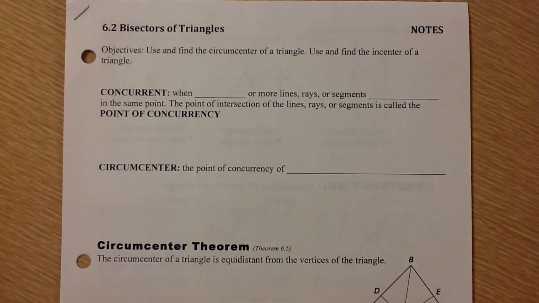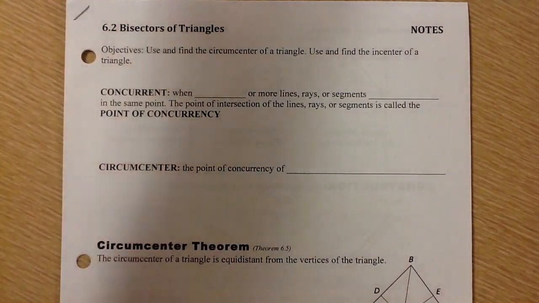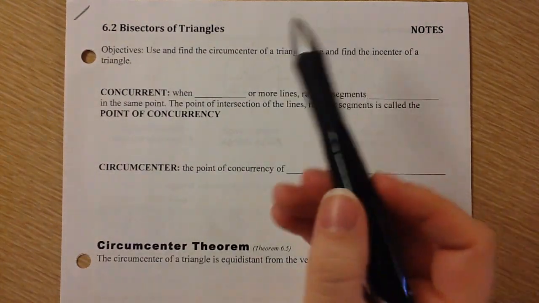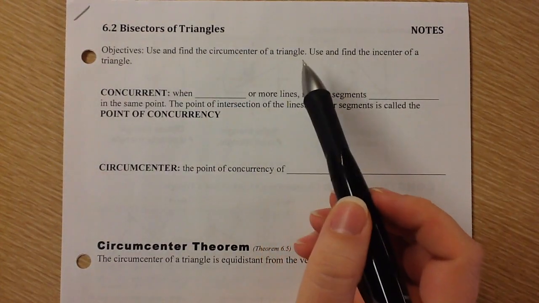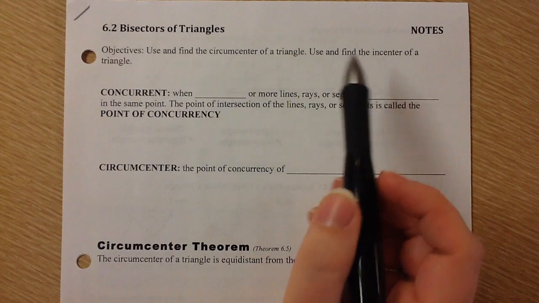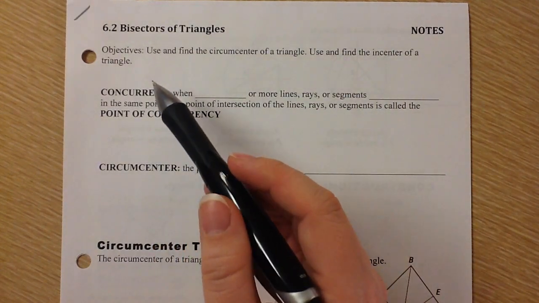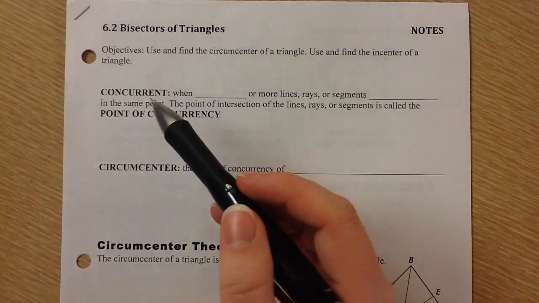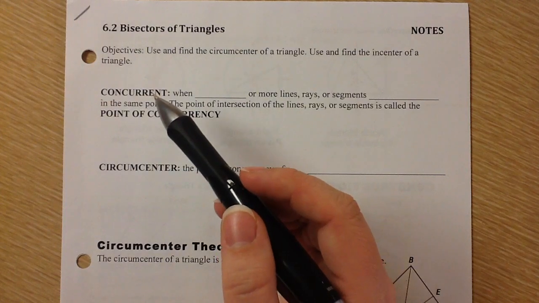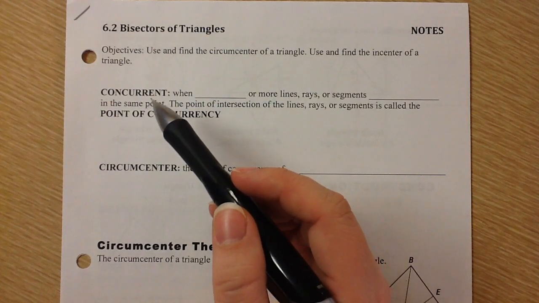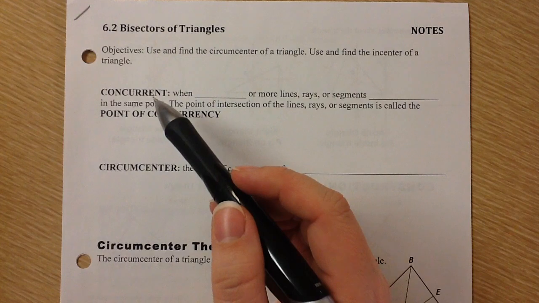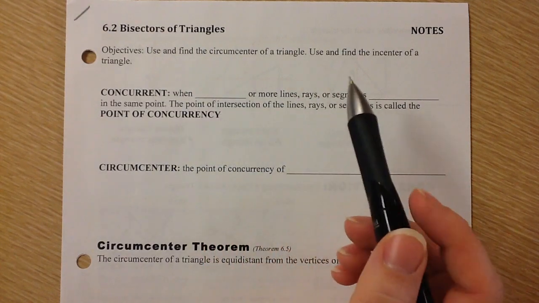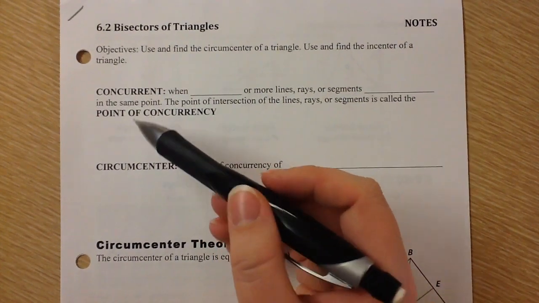All right, section 6.2, bisectors of triangles. Our objective is to use and find the circumcenter of a triangle, and use and find the incenter of a triangle. Hopefully you've watched the 6.2 exploration video already. If you have not, please push pause and go watch that. Okay, now that you've watched the video.